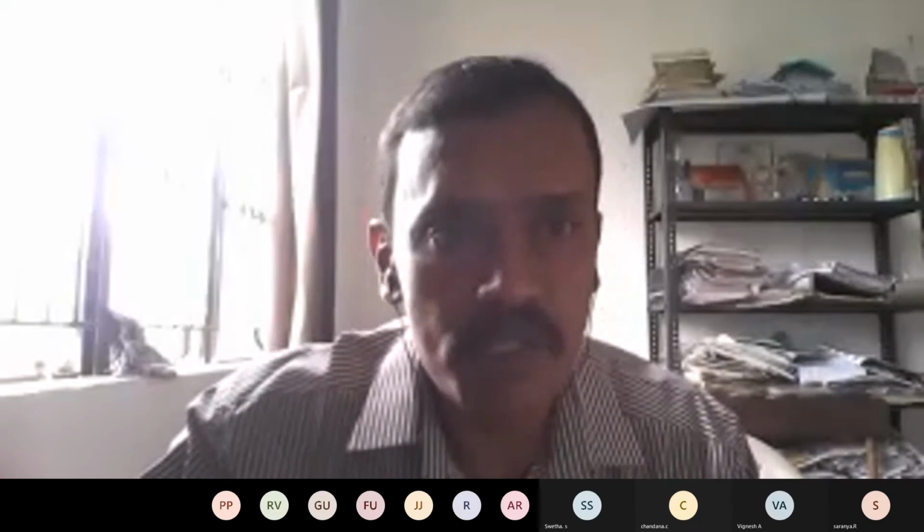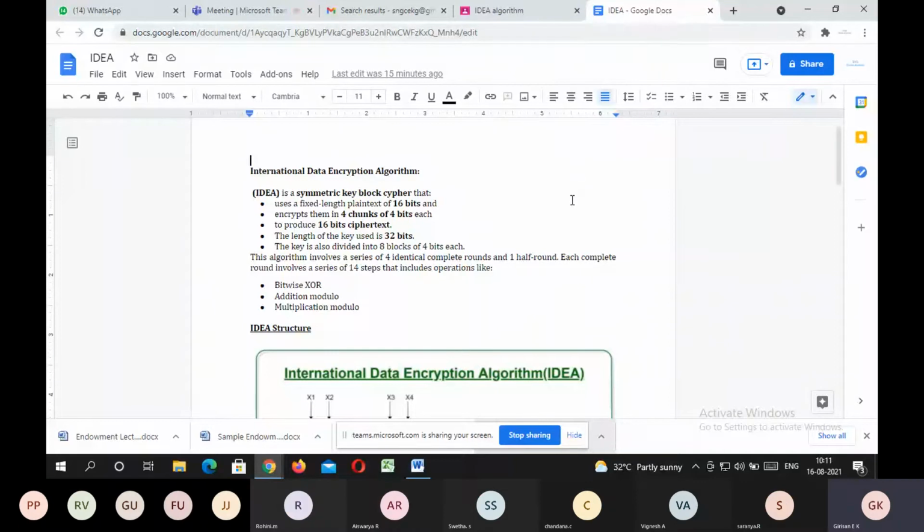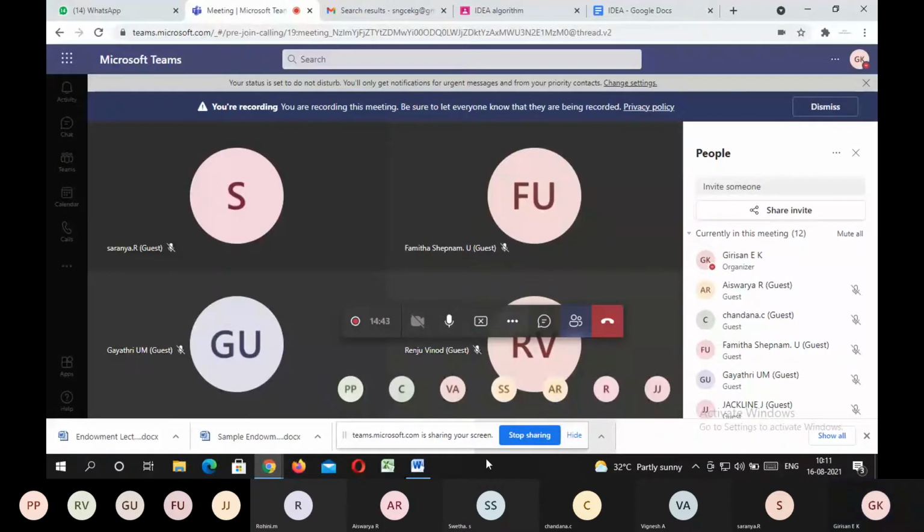Then what are the parameters of the IDEA algorithm? It uses fixed length plain text of 16 bits. The plain text size will be 16 bits. And it produces 16 bits ciphertext. And the length of the key is 32 bits. This is the parameter for the IDEA algorithm.